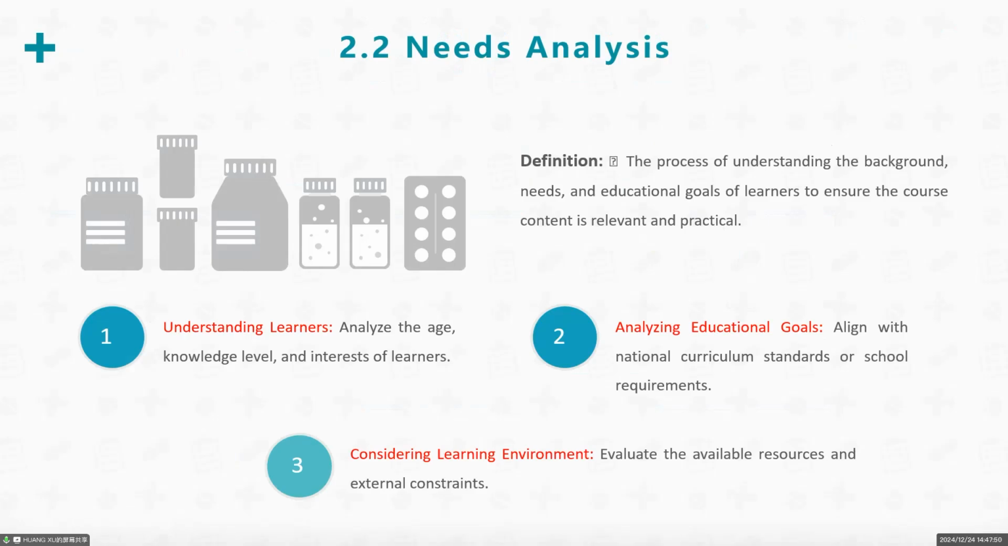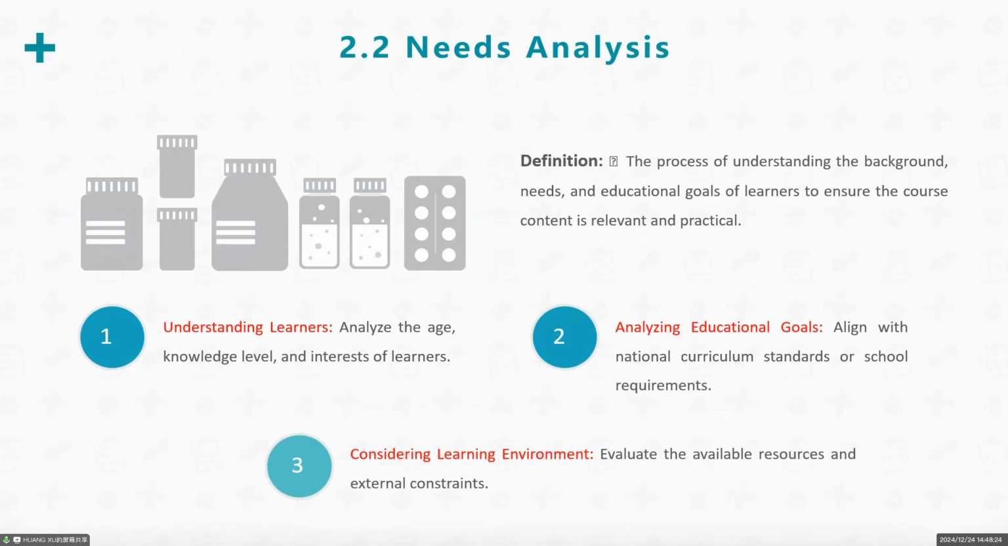This has three steps. The first is understanding learners. This includes analyzing the age, knowledge level, and interests of learners. The second one is analyzing educational goals, in line with national curriculum standards or school requirements. The last one is considering the learning environment. This evaluates the available resources and the external constraints.